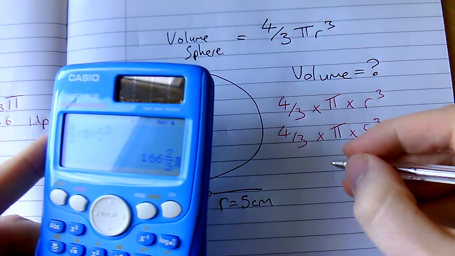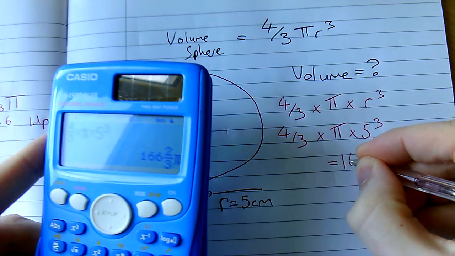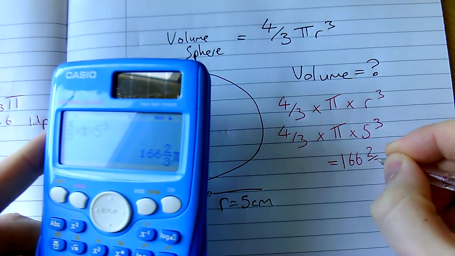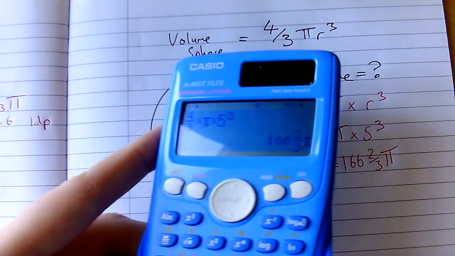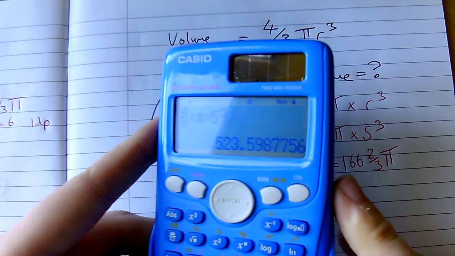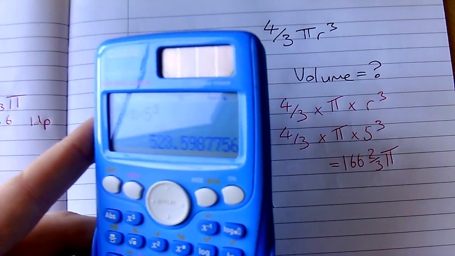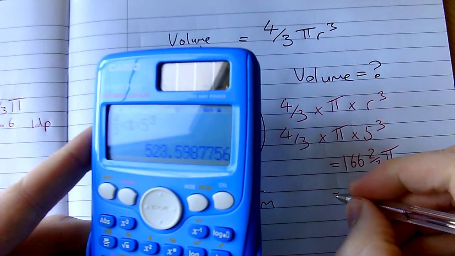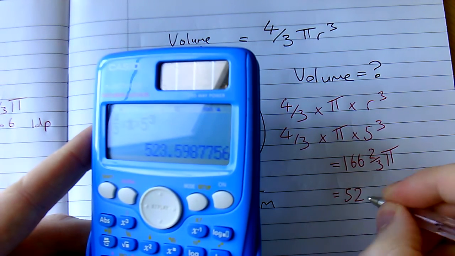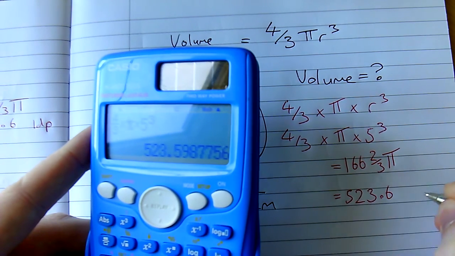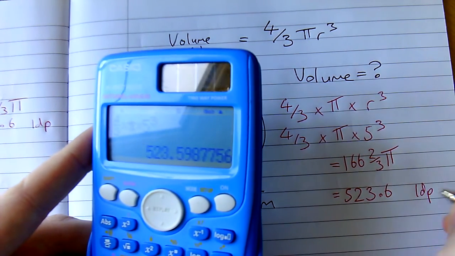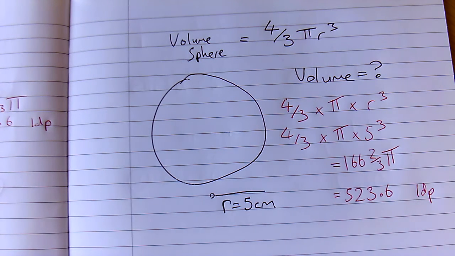I'm going to write that down to begin with. And then all I'm going to do is press S to D, and I get 523.6 essentially, because I'm going to round this to one decimal place. 523.6 to one decimal place. So that is essentially the volume of a sphere.